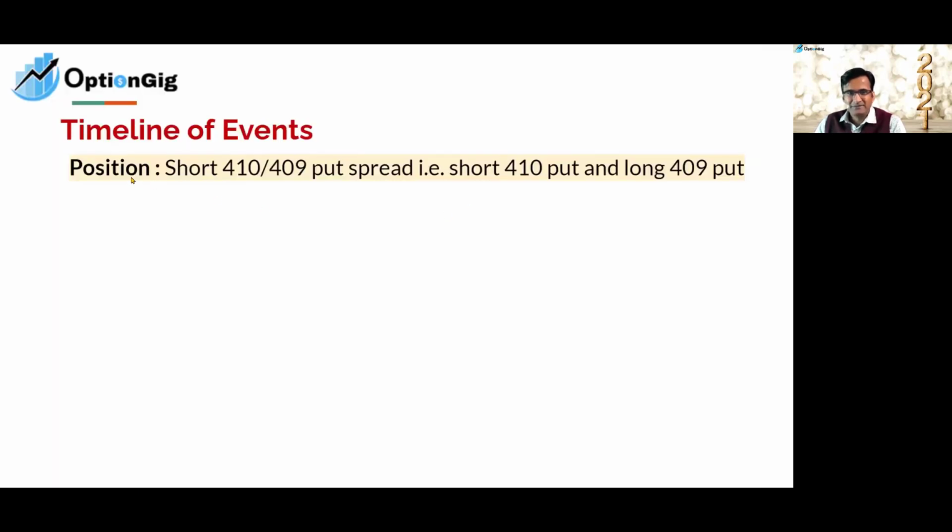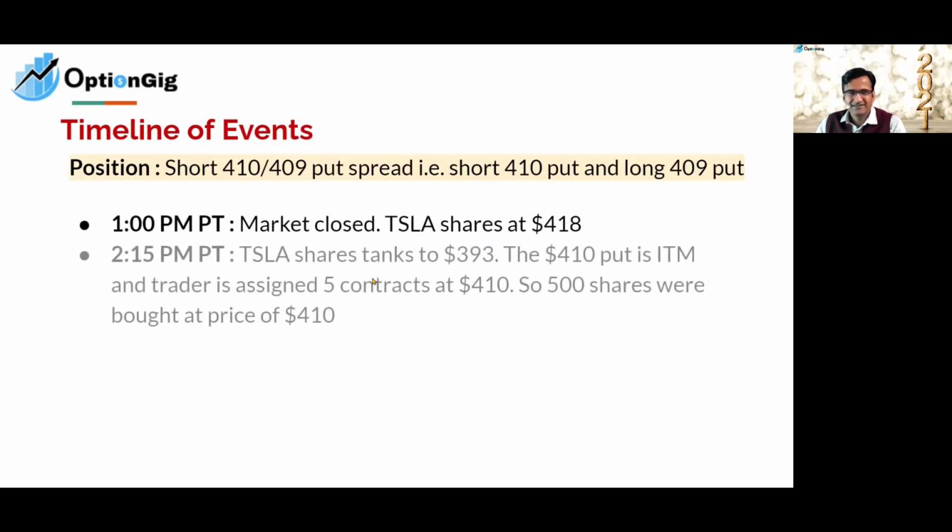So this is what happened. This was the position. At 1 p.m. Pacific, the market closed. At 2:15 Pacific, Tesla shares tanked to 393. So the 410 put is in the money and is assigned on 5 contracts. So 500 shares were purchased at a price of 410.